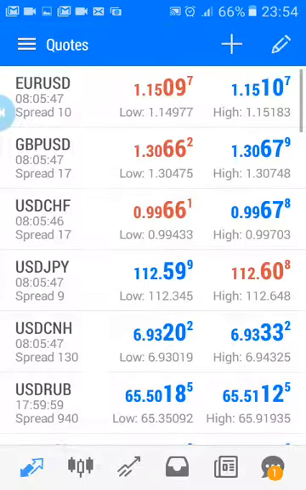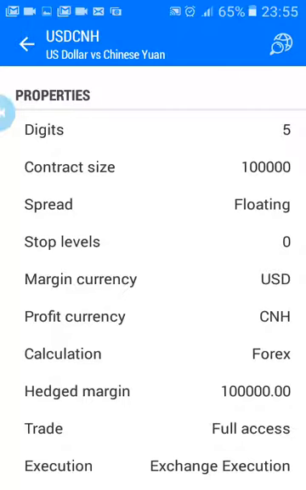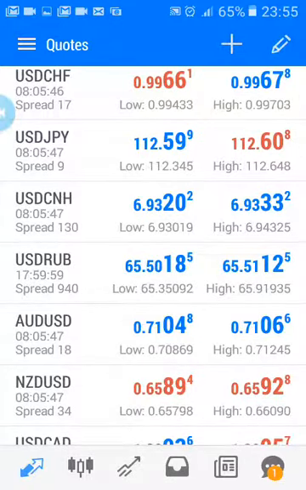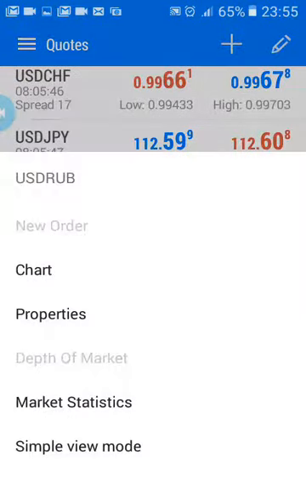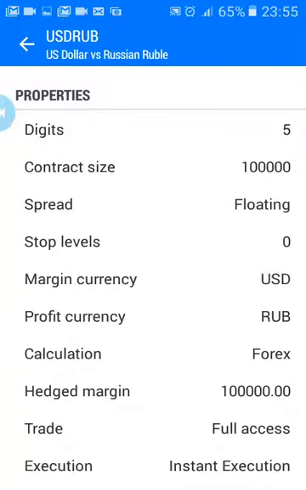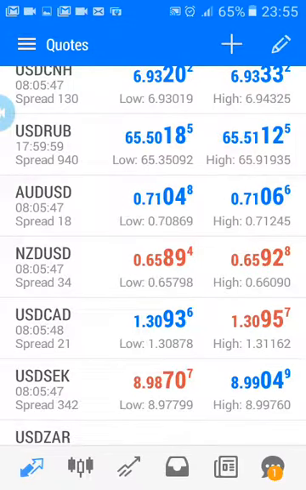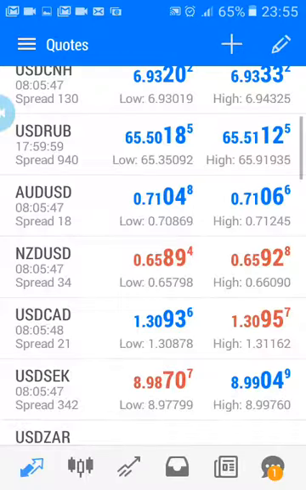You move back again, USDCNH. Whoa, this is an exotic pair here. Let me see that. Oh, the Chinese yuan. So the US dollar and the Chinese yuan. So I've never traded that. I don't know how I got that one in here. And this one also, I've never traded it. Let's look at it. Properties. It will be the US dollar and the Russian ruble. And then the other one will be the Australian dollar and the US dollar, obviously. The list goes on like that.